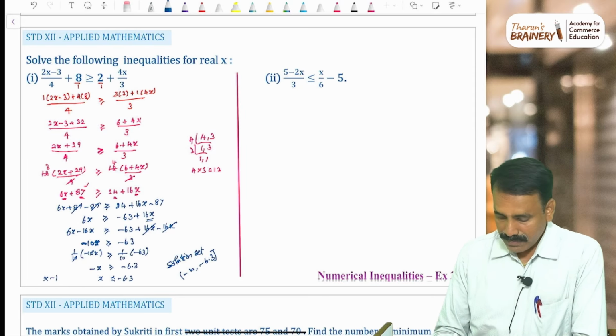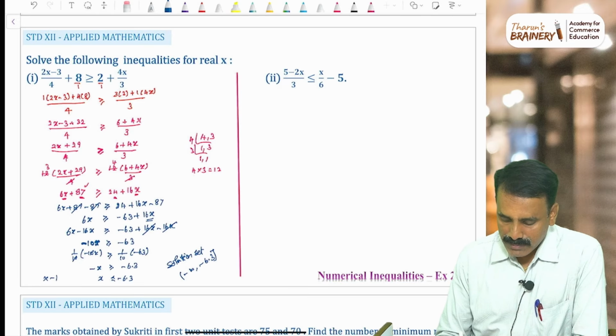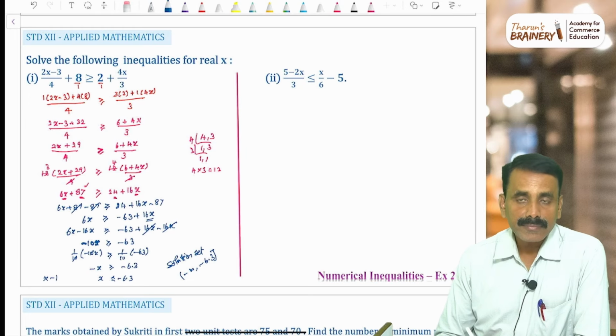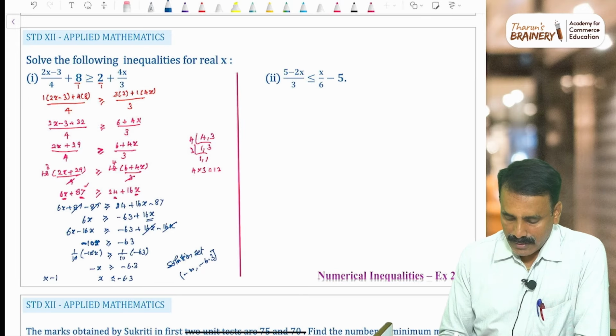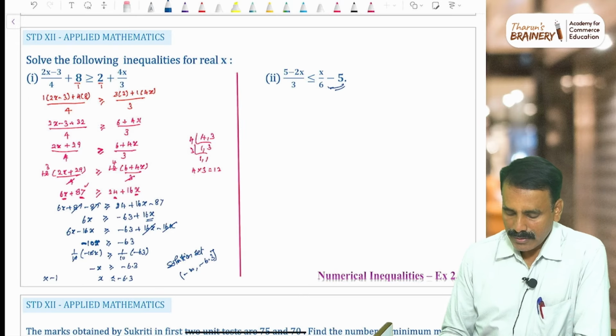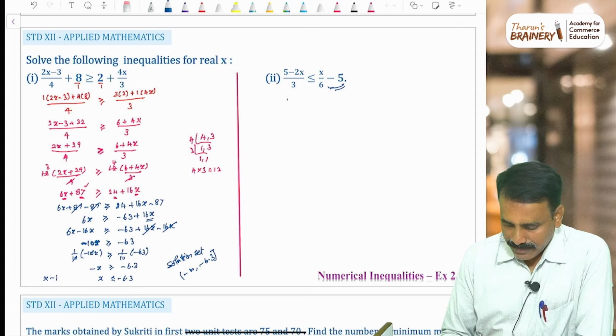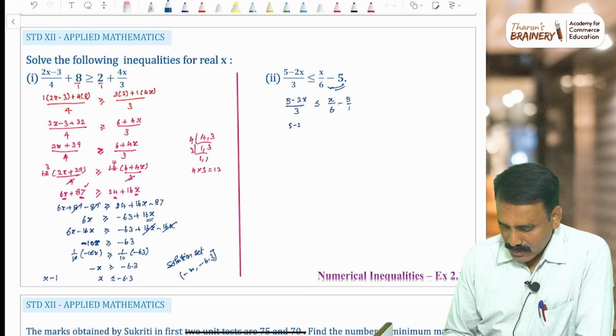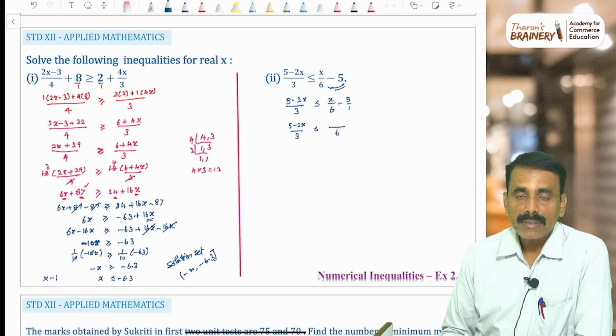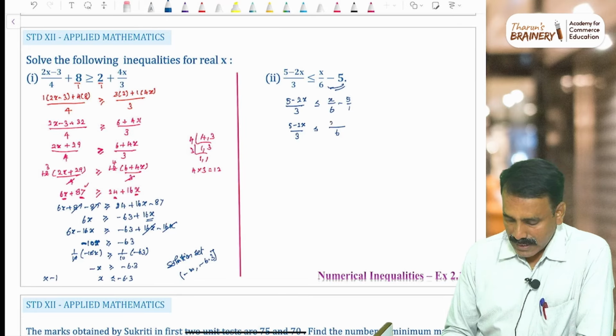Now see the next question. 5 minus 2x by 3 less than or equal to x by 6 minus 5. Okay. We simplify the expression on the right hand side. Okay. So how to simplify? Minus 5 by 1. So 5 minus 2x by 3 less than or equal to, take LCM, 6. So it is x minus 30.